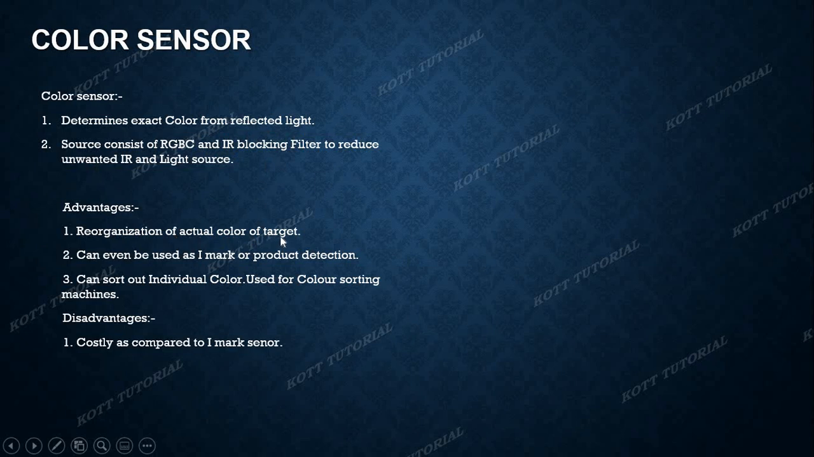Advantages: recognition of the actual color of the target, that is the waveguide. All the colors in the waveguide spectrum we can detect successfully. It can even be used as an IMAX sensor or for product distinction. See, a color sensor we can use as an IMAX sensor or a contrast sensor, but we cannot use an IMAX or a contrast sensor as a color sensor. It can sort out individual colors, used in color sorting machines. Yes, for color sorting machines like a candy color sorting machine, we use the color sensor.